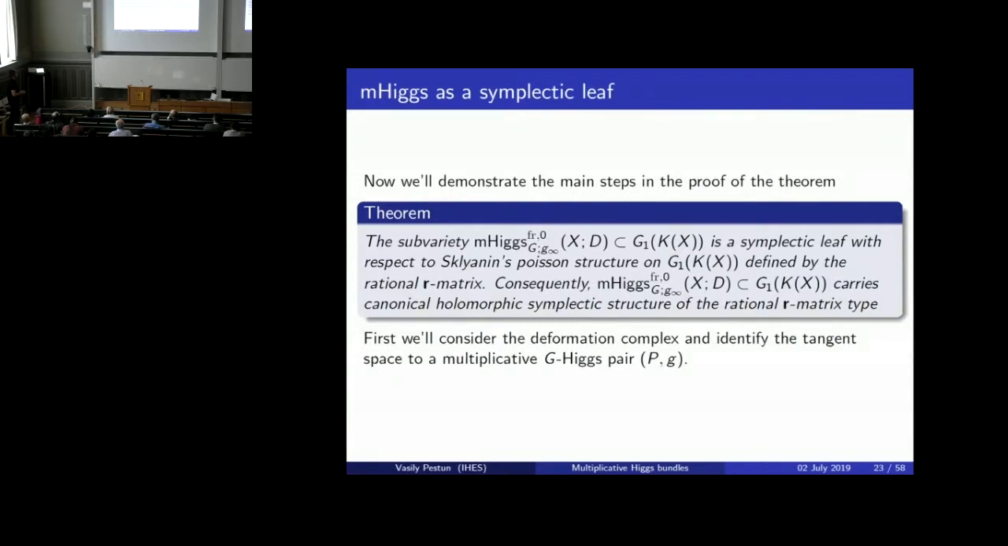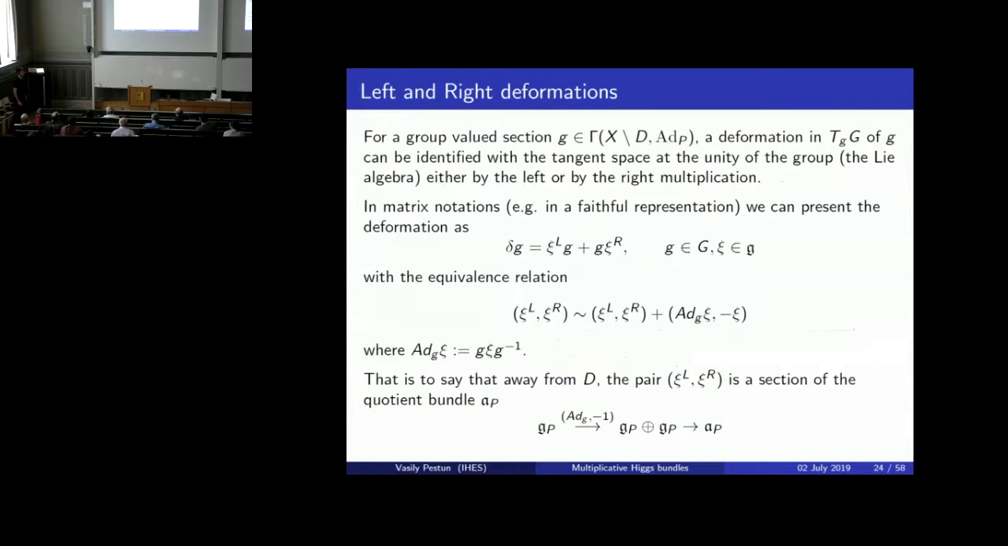So first, consider the deformation complex and identify the tangent space to the multiplicative G-Higgs pair PG at some point. How would we do the deformation? Well, a deformation in the tangent space at a point of the group can be identified with the tangent space at the unity by translation by right or left multiplication. So in naive matrix notation, where you choose a faithful representation, you can present the deformation as follows. You multiply by the Lie algebra element psi L from the left to G, or you multiply from the right. And there is, of course, an equivalence relation: if you move G from the right of psi L to the left of it, then the deformation by such a pair, where psi L and psi R are shifted by these elements, is equivalent to the deformation by this pair.